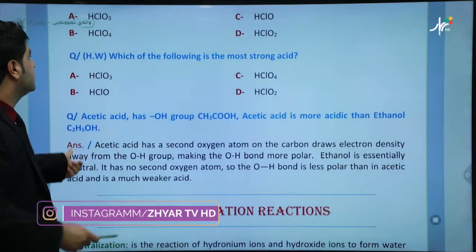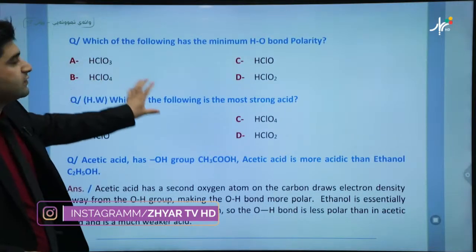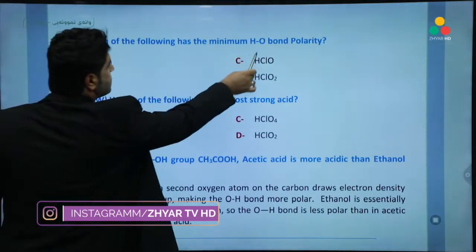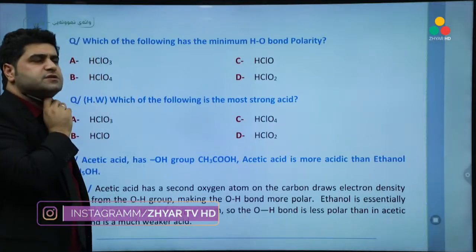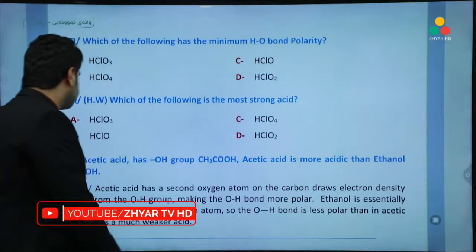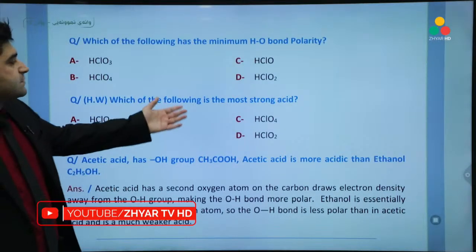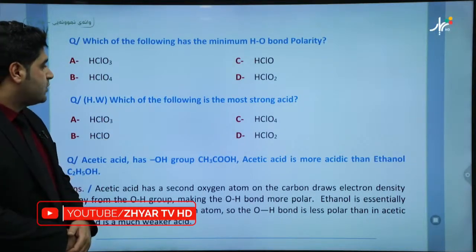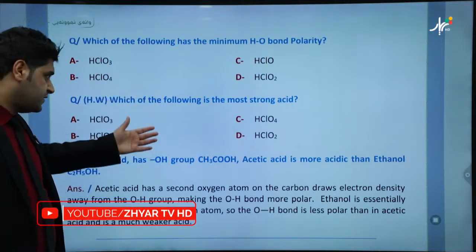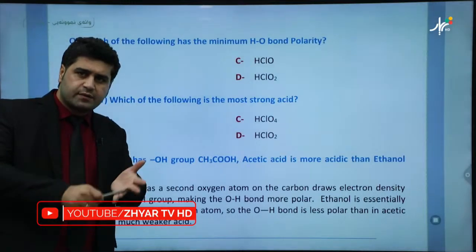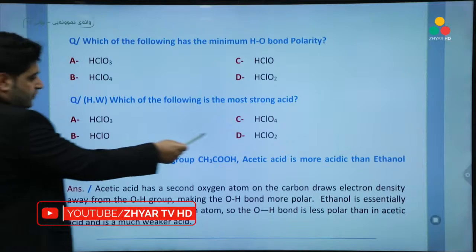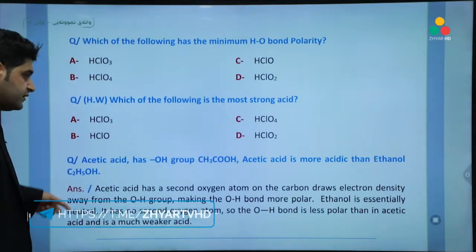Well, using this note, let's answer the following questions. Which of the following has the minimum OH bond polarity? It means minimum number of oxygen, HCl. Which of the following has the most acidity strength? It means most polarity, weaker bond, most number of oxygen. So HClO4 is the strongest.